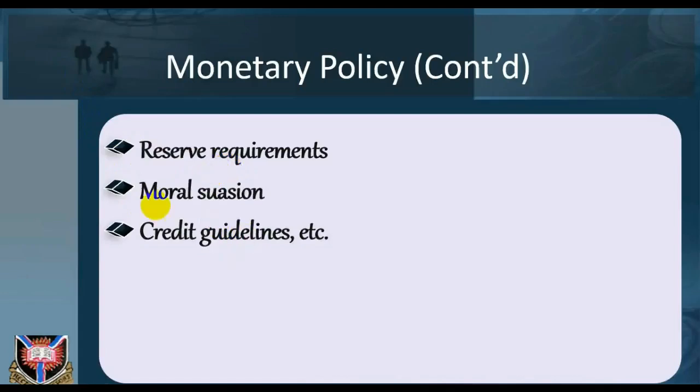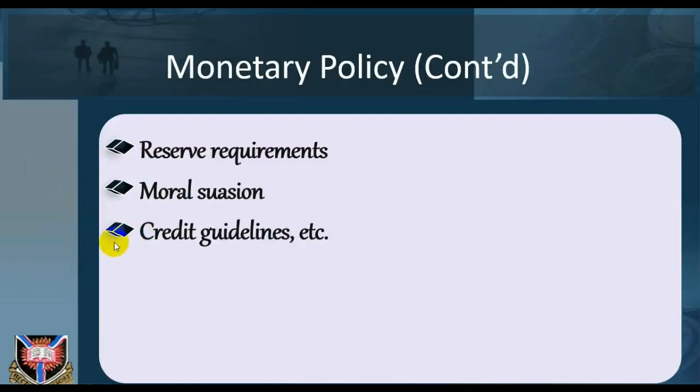Moral suasion. It is a persuasive attempt by the central bank to get the commercial banks to reduce the amount of their credit to the public. Credit guidelines are also used to control the amount of credit given by commercial banks and to which sectors of the economy it is given.